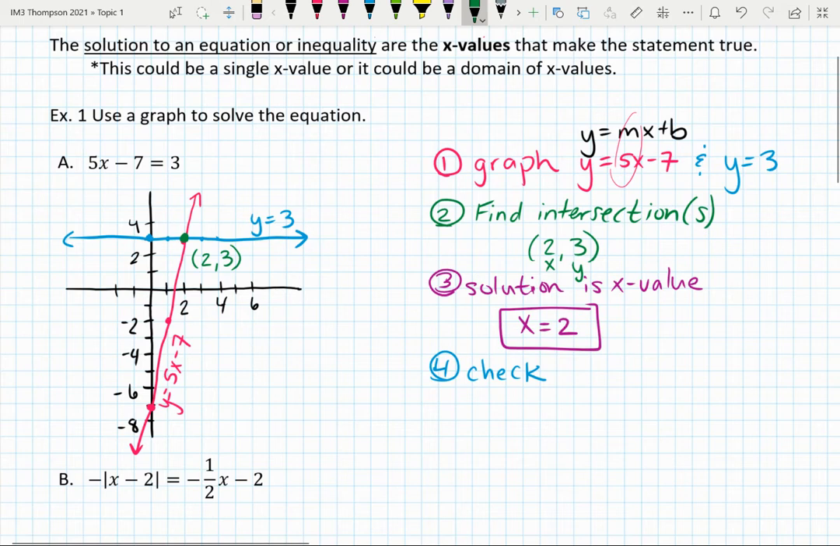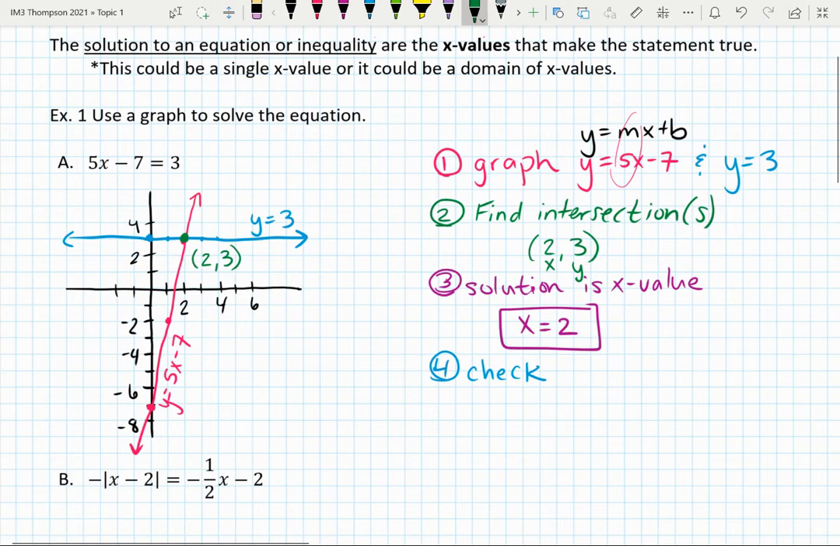I know you could have taken this equation and told me that x is 2 from the beginning, but then I wouldn't have been solving by graphing. We're also going to do more complicated ones, right? So this is just an introduction. The last step that I recommend you doing is plug in 2 and make sure that it works. Check your work, check your answer.